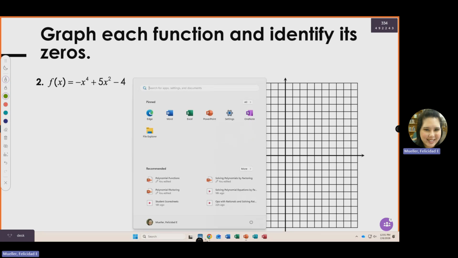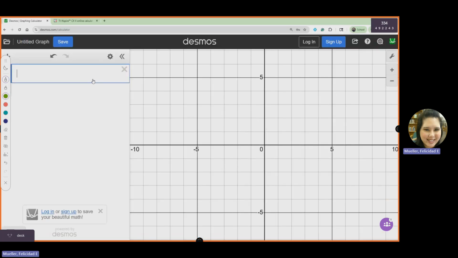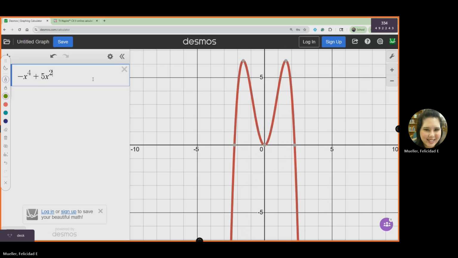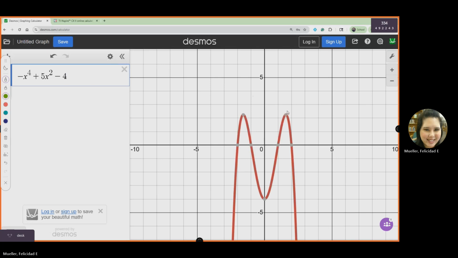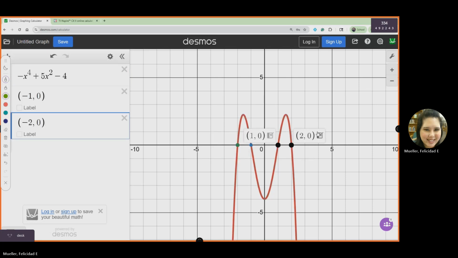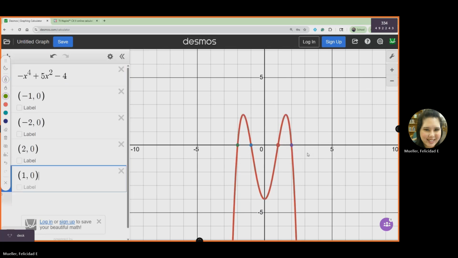All right, let's go ahead and check your work. For number 2, you should have graphed negative x to the 4th plus 5x squared minus 4. So my zeros are at -2, 0, -1, 0, 1, 0, and 2, 0. Those would be my answers. So it is nice that you can actually add these. So these are my answers right here.